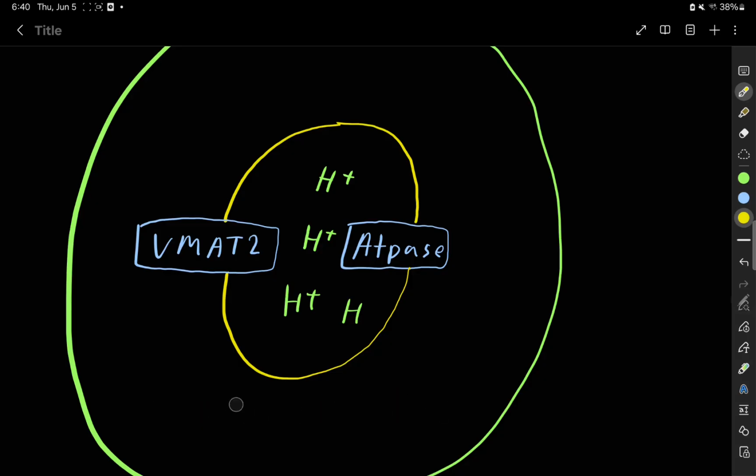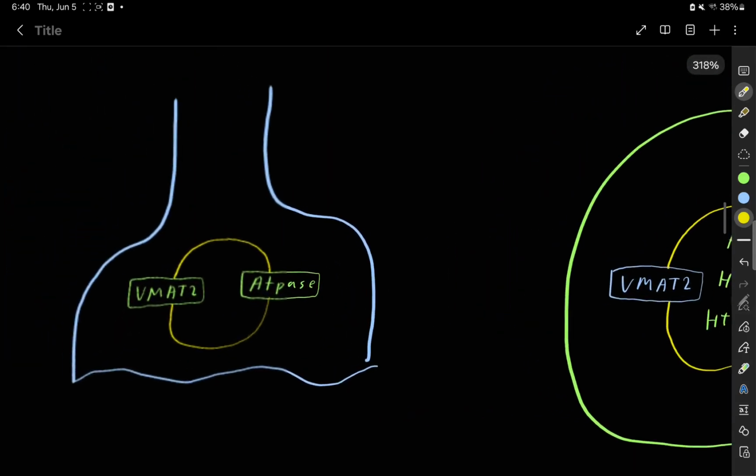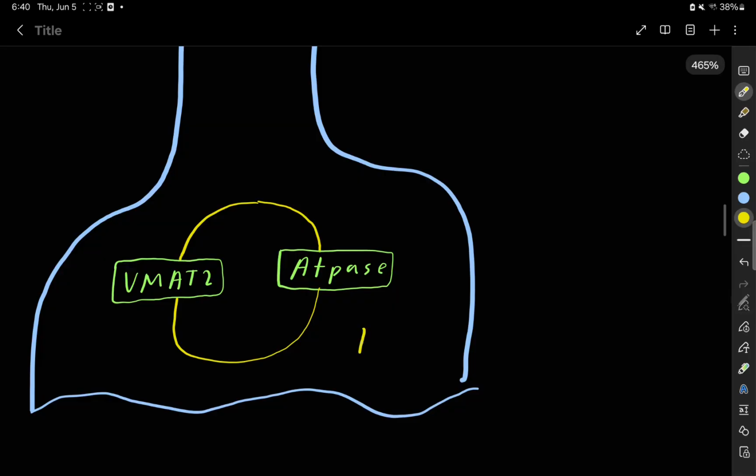And basically the same process happens over in your neurons to pump histamine into your vesicles. ATPase pumps in protons, creating proton motive force, then VMAT2 exchanges the protons for histamine, pumps in histamine, and now you've successfully pumped histamine into your vesicle.